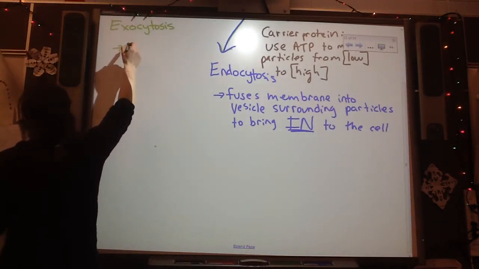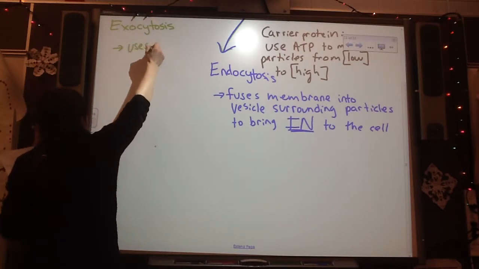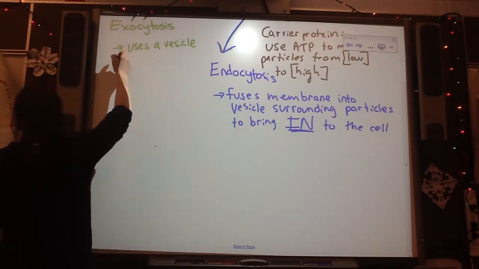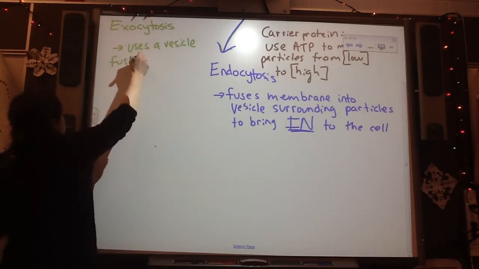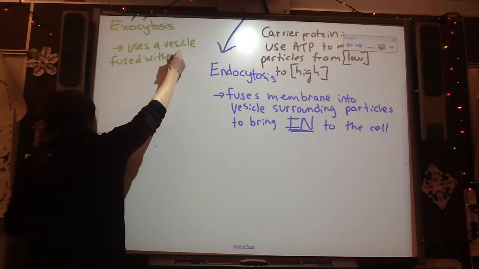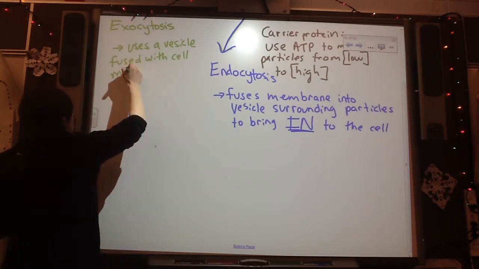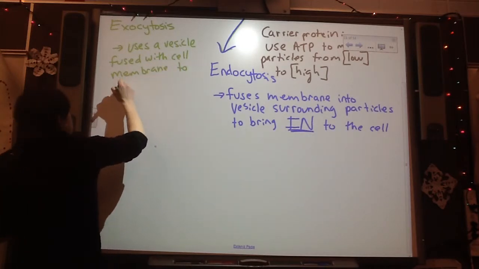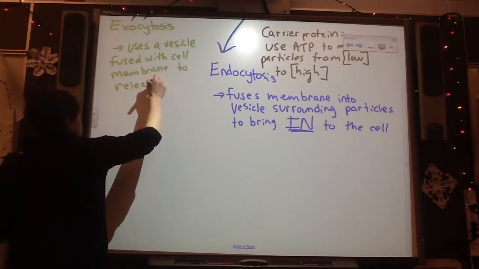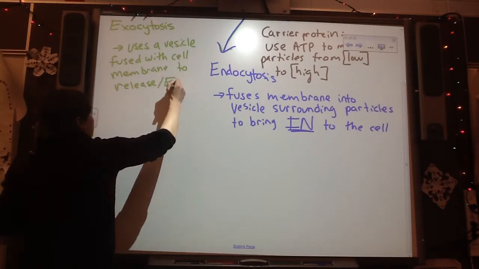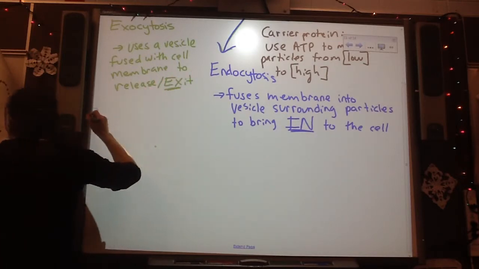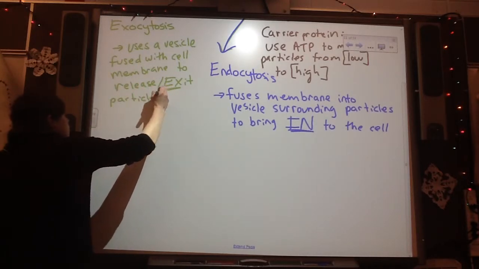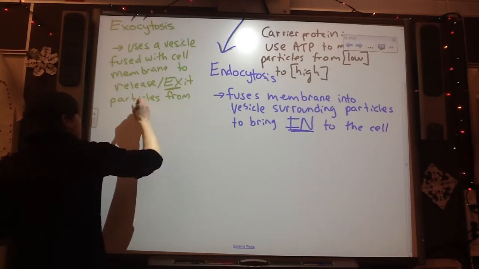Exocytosis uses a vesicle fused with cell membrane to release, or we think exit, particles from cell.